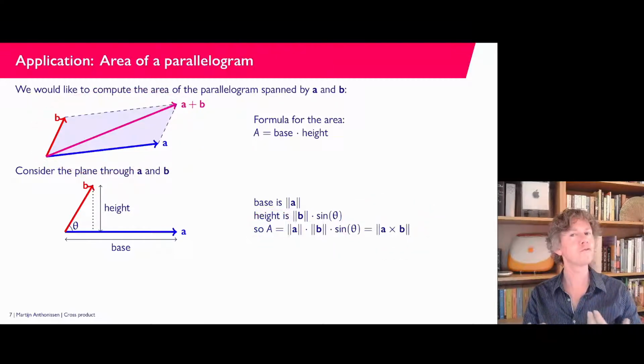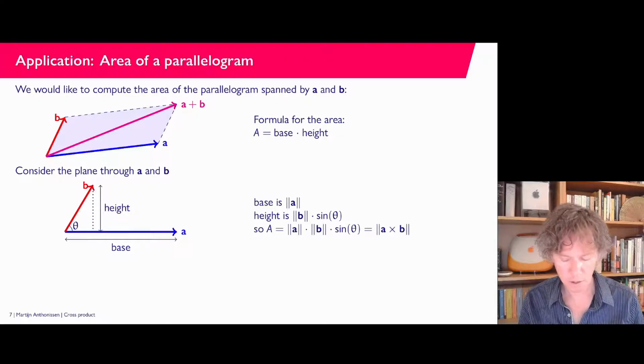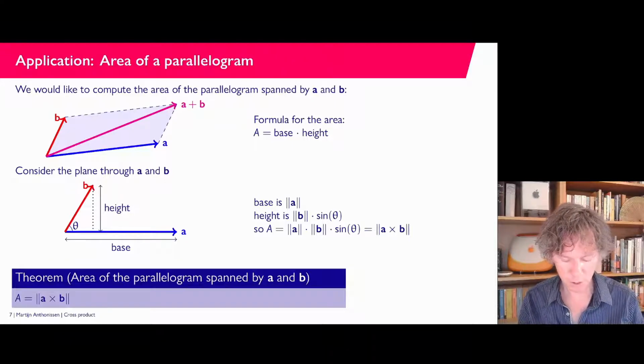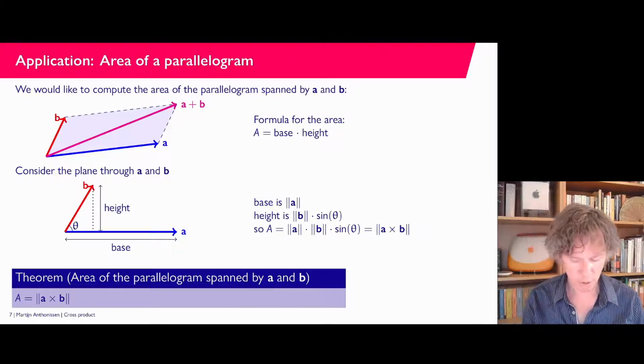So if you give me two vectors in space, I just compute their cross product, take the length, and then I know this area here. And you can imagine maybe that if you have, for instance, computer games, that this is something that you're interested to know, or for visualizations. So this is extremely useful. And here it is as a theorem. So if you have two vectors in space, then the area of the parallelogram is simply the length of A cross B.